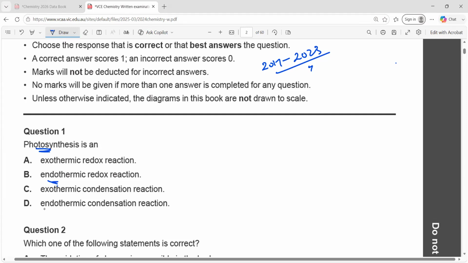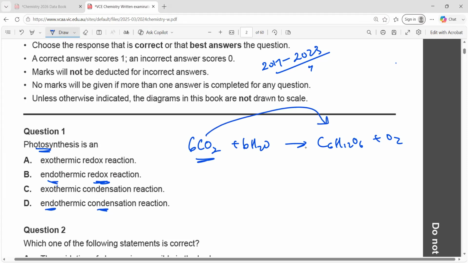So it's endothermic because it's using sunlight, which is its main source of energy, to produce glucose. It's definitely a redox reaction. So it's 6CO2 plus 6H2O to produce C6H12O6 plus oxygen. Like it's definitely a redox reaction, right? Because obviously that is being turned into that. Carbon dioxide is reducing to form that, so there's definitely some transfer of electrons going on here.